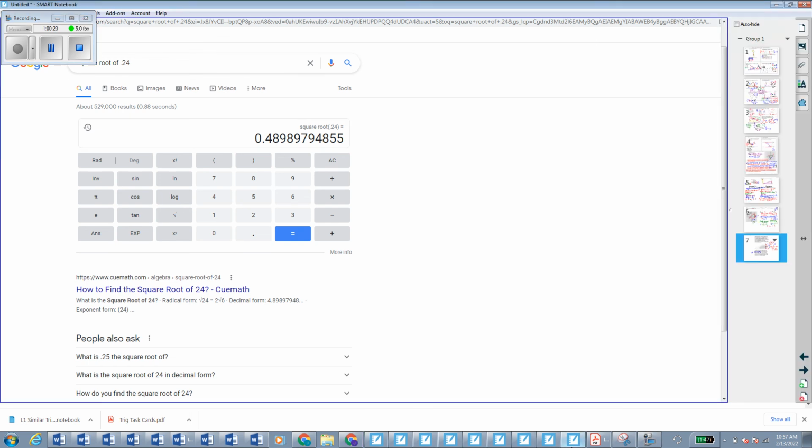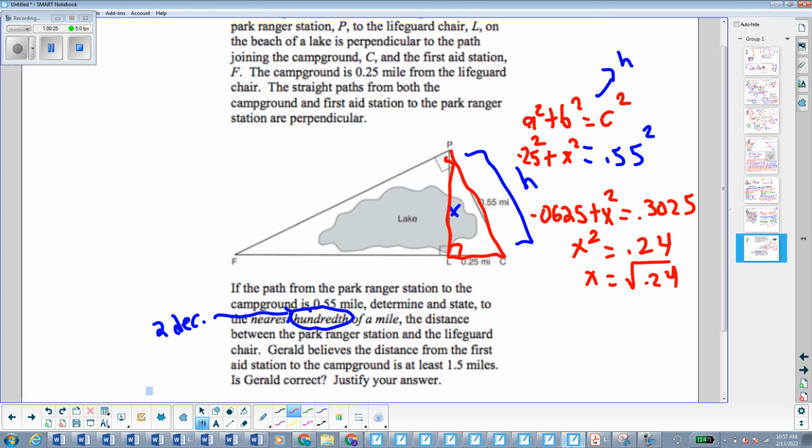So let me go back to the question we were doing. So x is approximately 0.49 of a mile. So we determined and stated the distance between the park ranger station and the lifeguard chair. So we're done with the first part. Let's take a look at the second part.